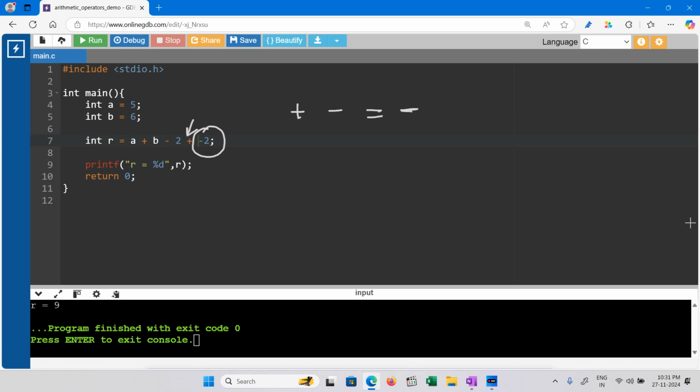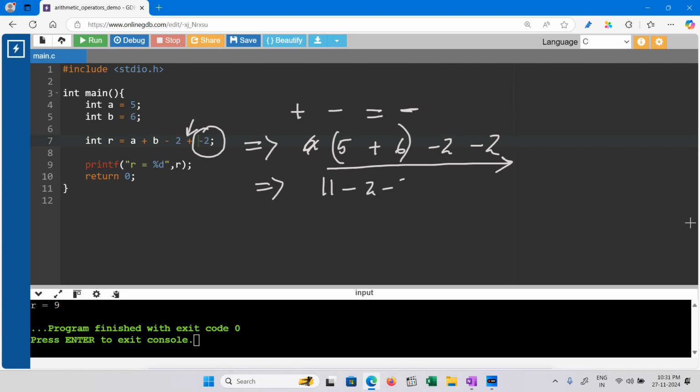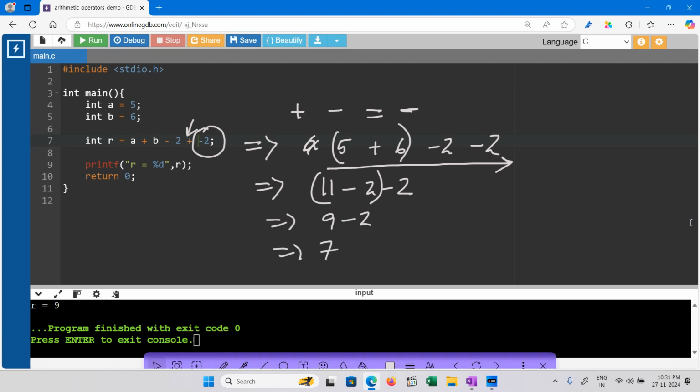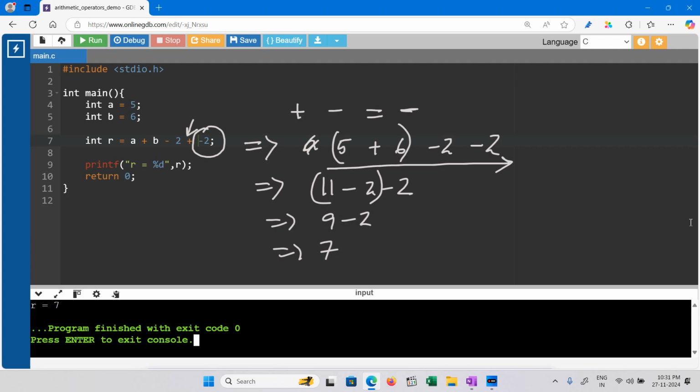Okay, so you can rewrite this expression here, replace the value of a by 5, replace the value of b by 6, and place the value minus 2, and this plus and minus also become minus 2. And now again you can see there are multiple operators with the same precedence, so follow the order left to right. So this part will be evaluated first, and next this part, so it will be 9, so minus 2, the answer will be 7. Let me execute it, you can see the result. Result is 7. Okay, I hope you understand this mixing of unary and binary operators, right?